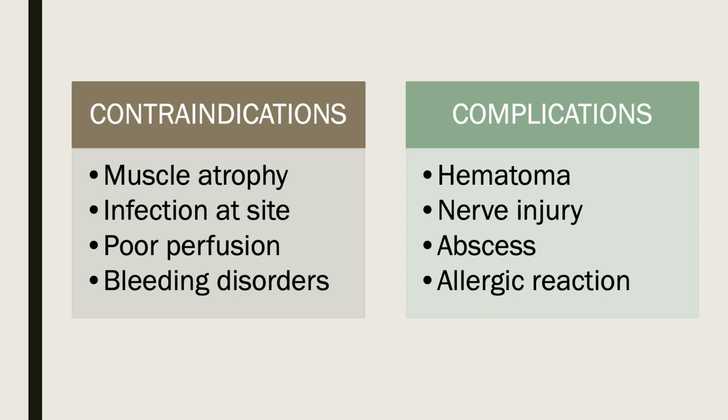Intramuscular injections are generally considered safe, but there are some contraindications and potential complications that we should all be aware of. We want to avoid IM injections in areas with signs of infection, significant bruising, muscle atrophy, or impaired perfusion. Patients with bleeding disorders or those that are on anticoagulants may be at higher risk for hematomas, and in that case, we might want to reconsider alternate routes.